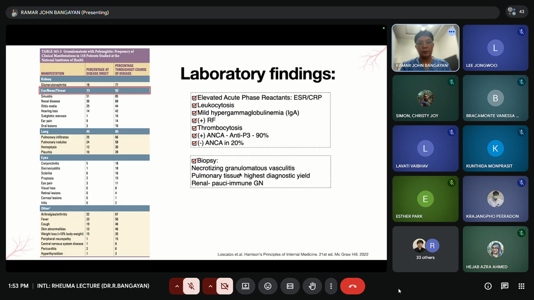So again, I've mentioned necrotizing granulomatous vasculitis, but the highest diagnostic yield will be your pulmonary tissue. Sometimes they do biopsy of your sinus, in your upper respiratory tract mucosa. We refer this to ENT. And then sometimes most patients can be seen by ENT for a long time, and then if it's untreated and then it becomes chronic, they refer this to rheumatology. If renal is involved, it should be post-immune glomerulonephritis.